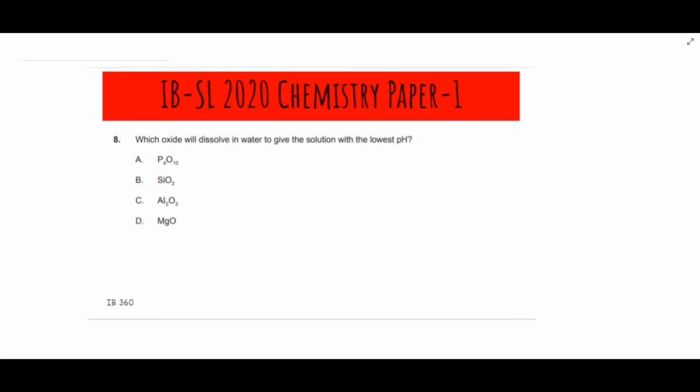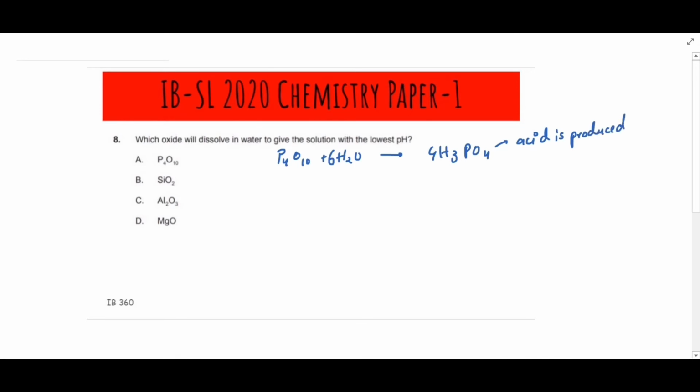So now for question 8, it asks which of the following oxides will dissolve in water to give the lowest pH. When P4O10 dissolves in water, it reacts and forms H3PO4, which is phosphoric acid. Now to balance this reaction, let's balance the phosphorus first, and obviously we'll put a 6 here. So here an acid is produced.